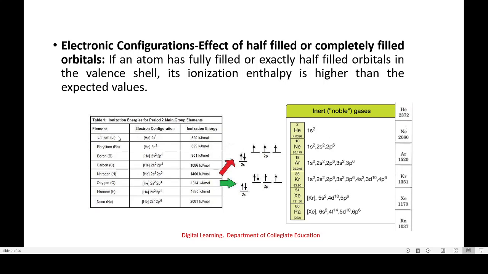When we take lithium and remove one electron to get Li plus, it once again gets a completely filled s orbital, and hence the second ionization energy for such a thing will be higher, about 7292 kilojoules per mole. So whenever atoms, neutral or ionic, have fully filled or exactly half-filled orbitals in their valence shell, the ionization enthalpy will be higher.